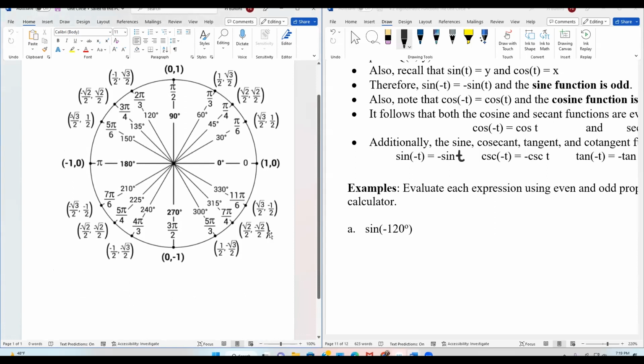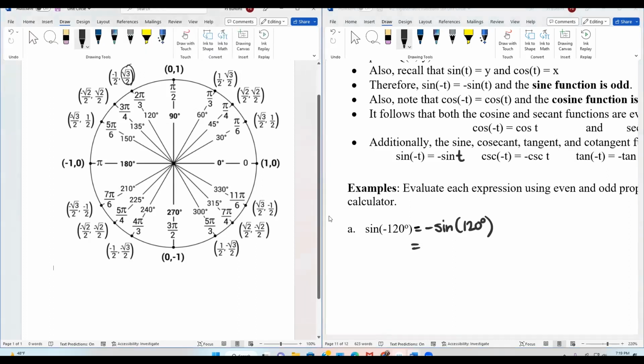So we want the sine of negative 120. Well, sine is an odd function. So odd means the negative on the inside can be taken out and put in front of the sine. So now I need to figure out what's the sine of 120 and take the negative of it. So sine of 120 degrees, that's the y-coordinate. That's root 3 over 2. And then I'm taking the negative of it. So we get negative root 3 over 2. All right. That was not so bad.